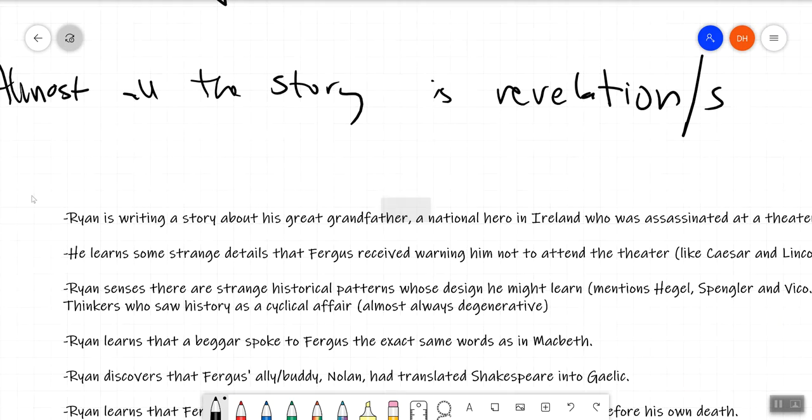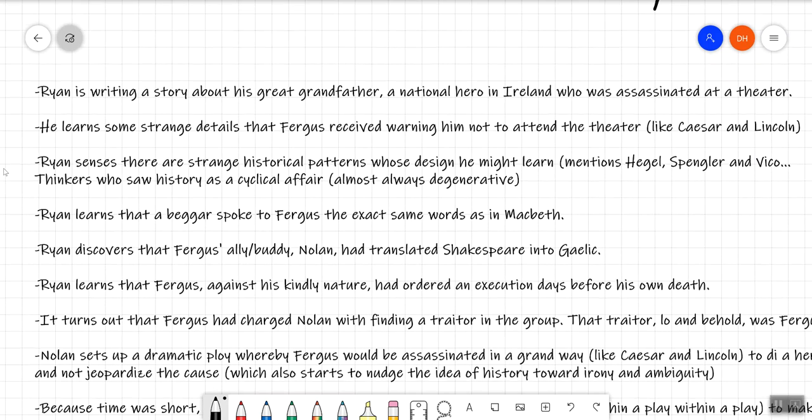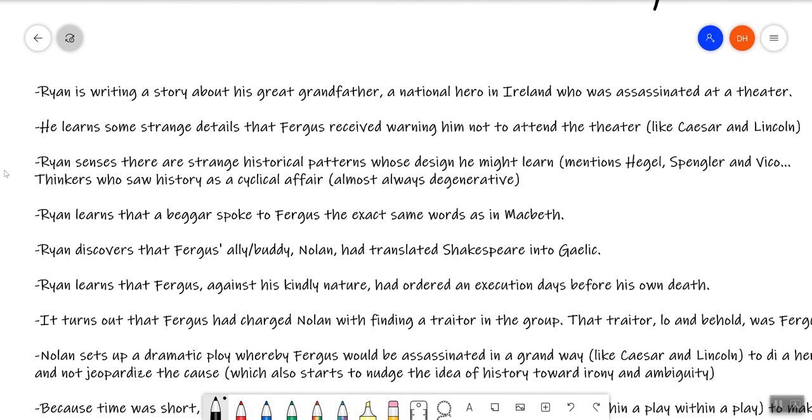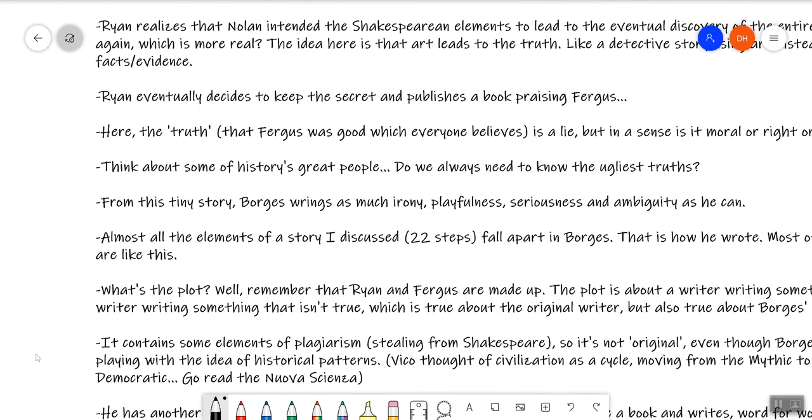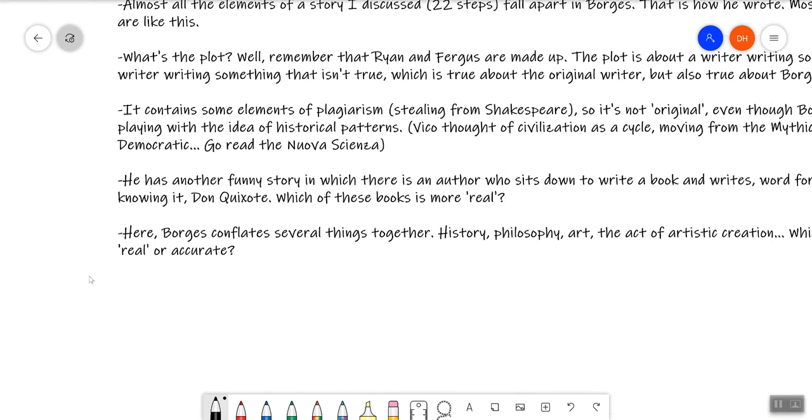Okay, just to run you through this so that when you read this story, I want you to notice what Borges is doing in here. Okay. Ryan, now that's the grandson. This is the story inside the story. Okay, let me show you how Borges is structuring this, because you probably haven't read this yet.